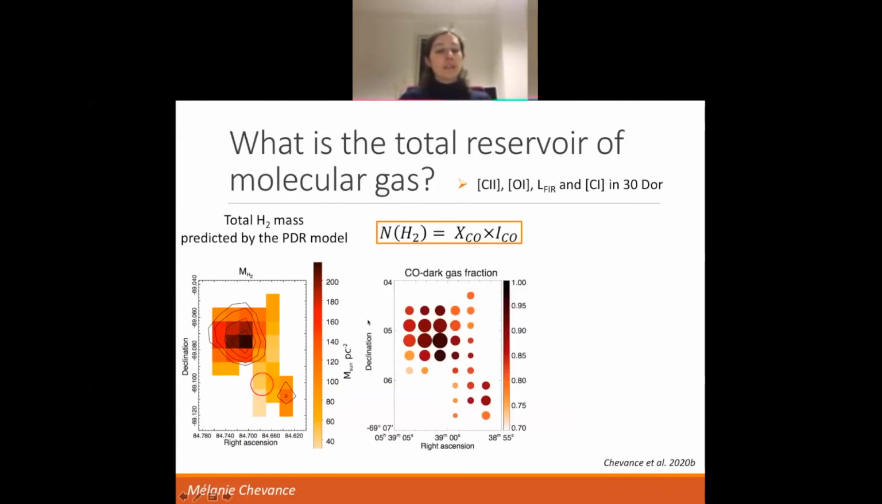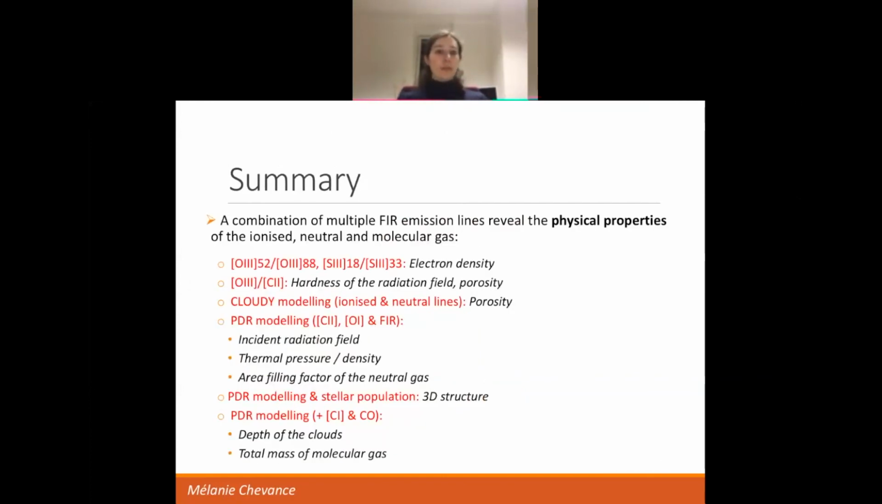What is interesting to do now is to compare this predicted total mass with what would be estimated by the CO emission, just multiplied by the typical XCO factor. And what we've shown is that more than 75% of the molecular gas is actually not traced by CO in this region. So to summarize, I've shown that we can use a combination of far infrared emission lines to reveal the properties of the gas.